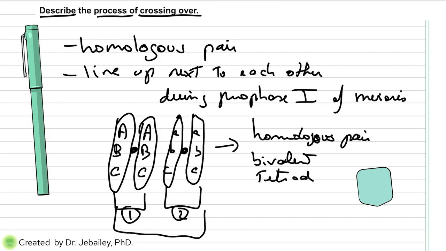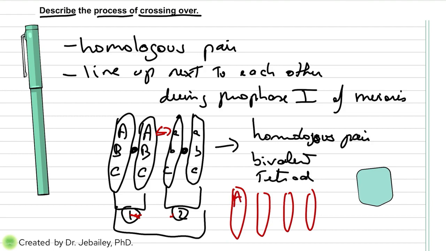Then if I want, I can show a crossover here, where a crossover happens in between the 2 sisters, right? In between these 2. And how this will lead to 4 different types of variations of chromosomes. So this will be like big A, big B, big C. This will be little a, big B, big C. And this will be big A, little b, little c, and then little a, little b, and little c.